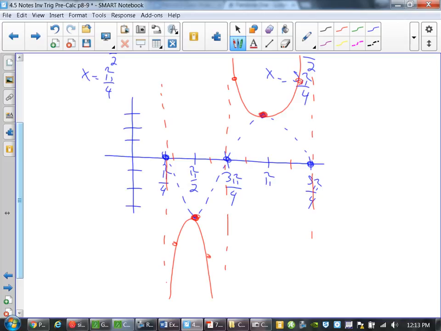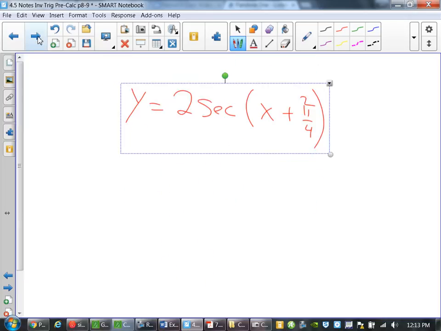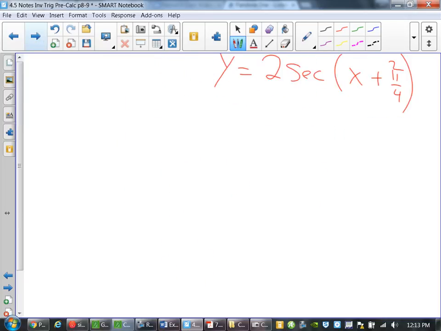Let's do the other one then. It's just two of them. I actually have some problems for us tonight. We'll probably have a little bit of time in class to work on it. We still have to do cotangent. We haven't done that one yet.